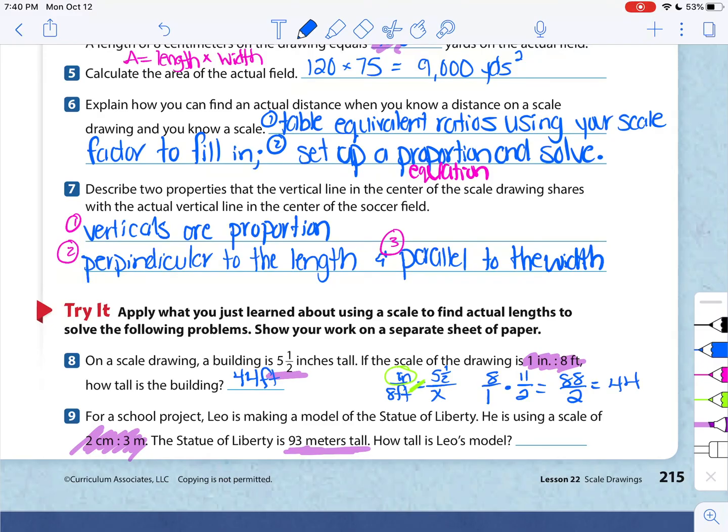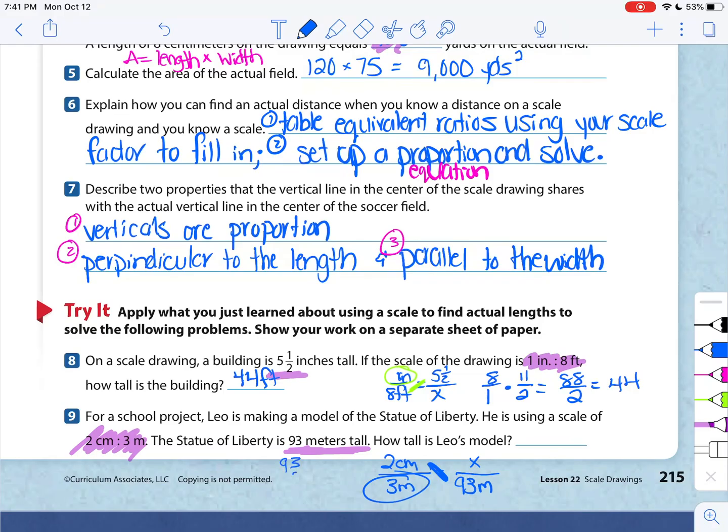And then for number 9, if we set up a proportion, it's 2 centimeters to 3 meters. And then the Statue of Liberty is actually 93 meters tall. So that's going to line up with our meters. So it's going to go on the bottom. So again, making sure everything's lining up. And then we're going to use X for how big it is in the model. So we're going to cross multiply 93 times 2 divided by 3.